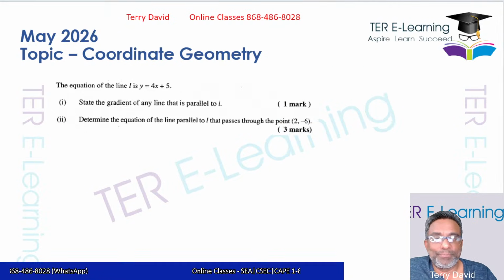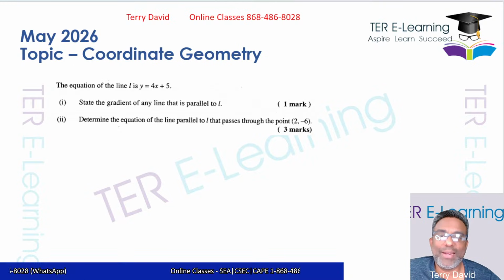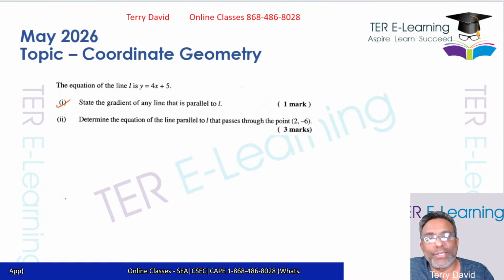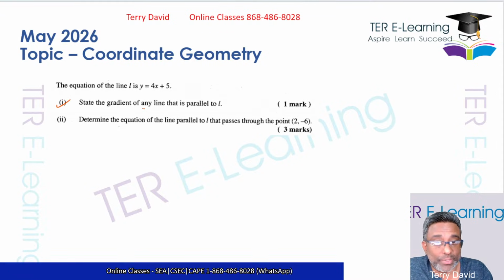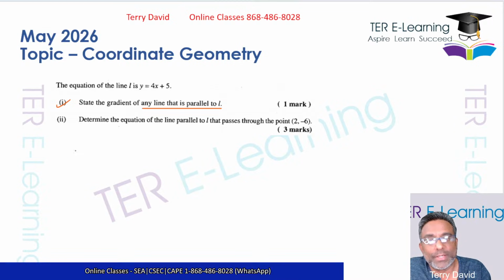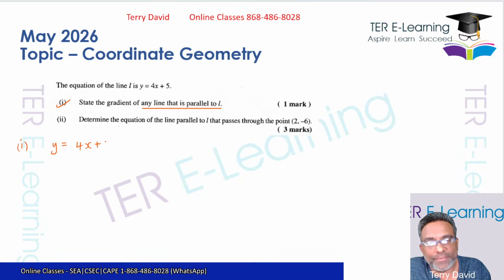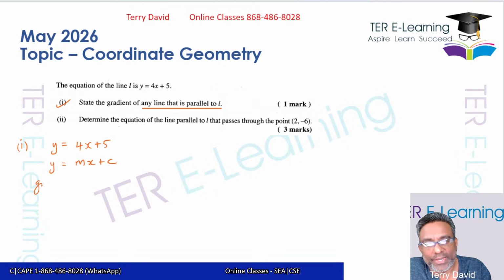All right, what else we have here? So we have a line L and it's given by y is equal to 4x plus 5. We want to state the gradient of any line that is parallel to L. So for part 1 here, we have an equation of L which is given by y is equal to 4x plus 5. So remember, once you have an equation of the form y is equal to mx plus c, that means that your gradient m is equal to 4 in this case here.